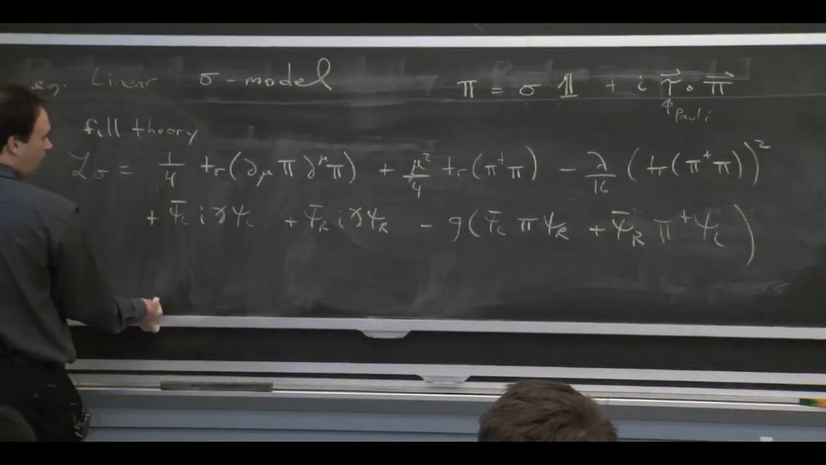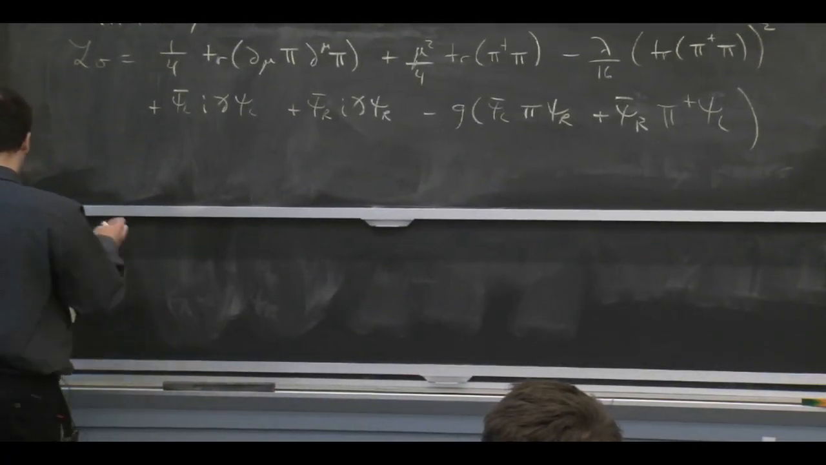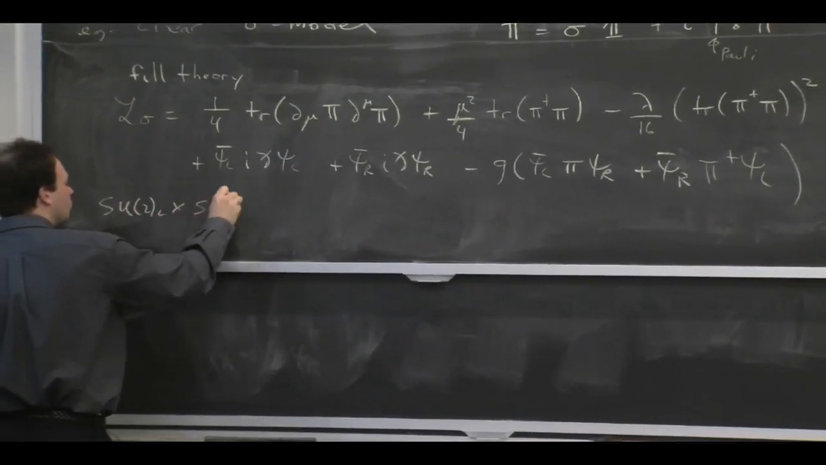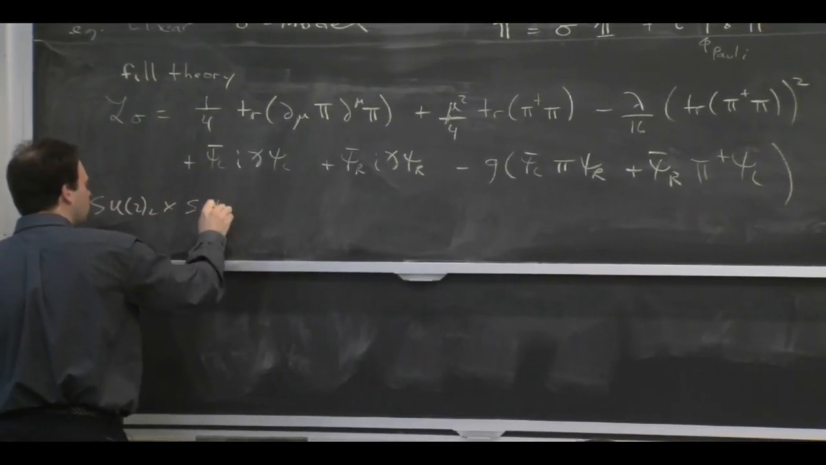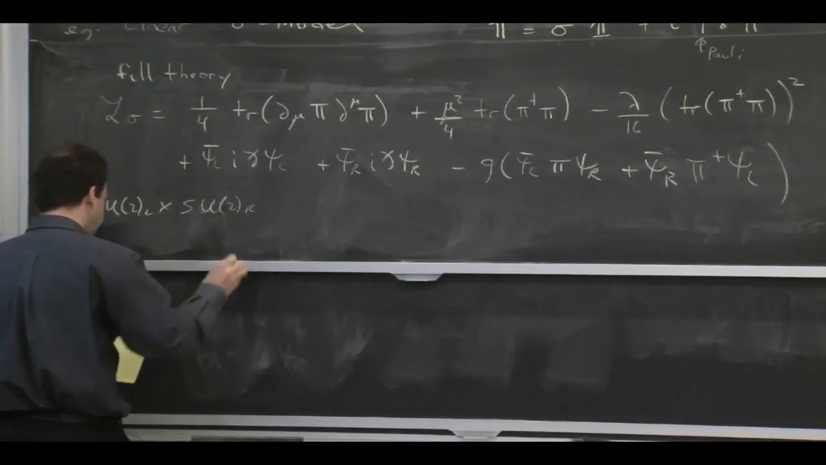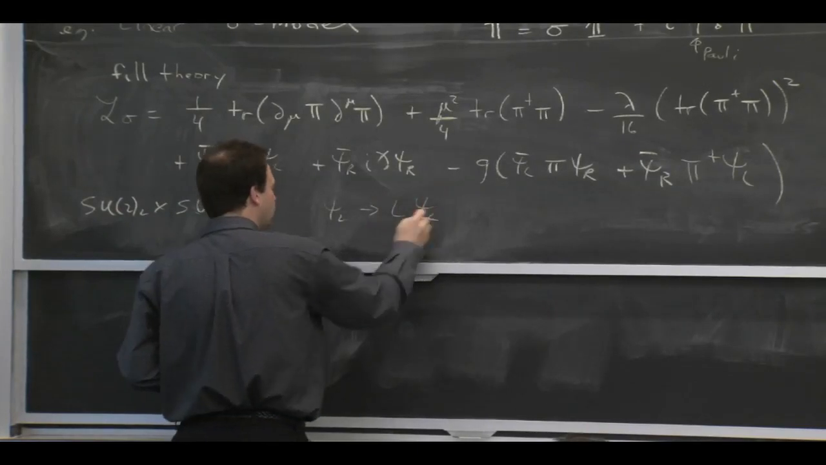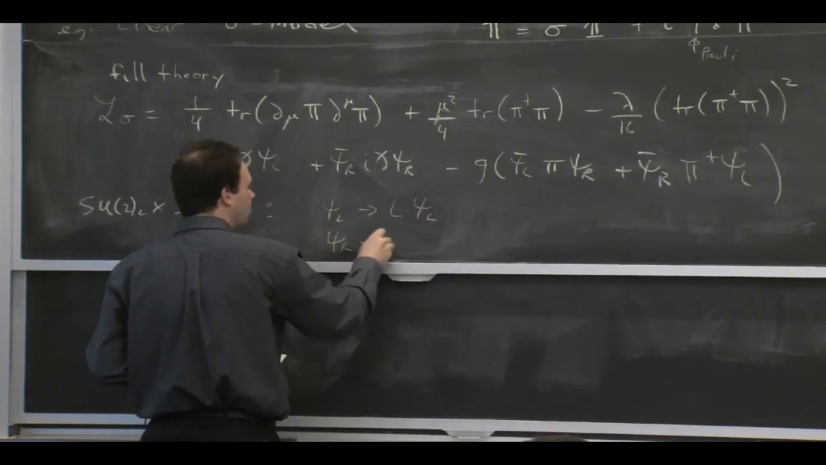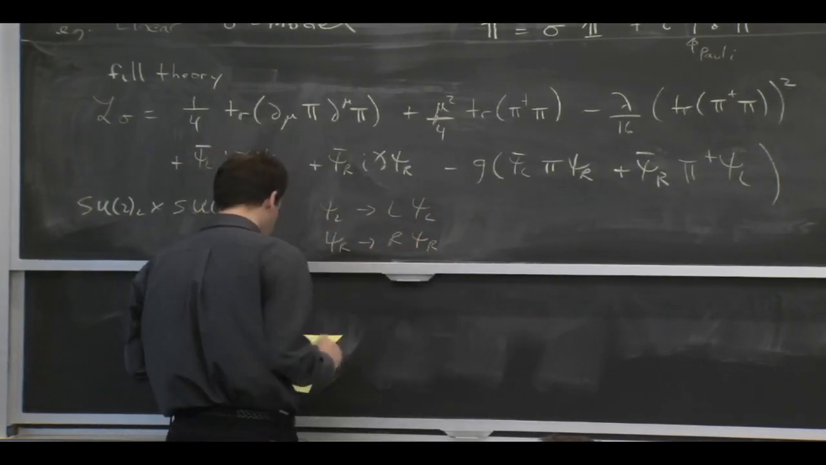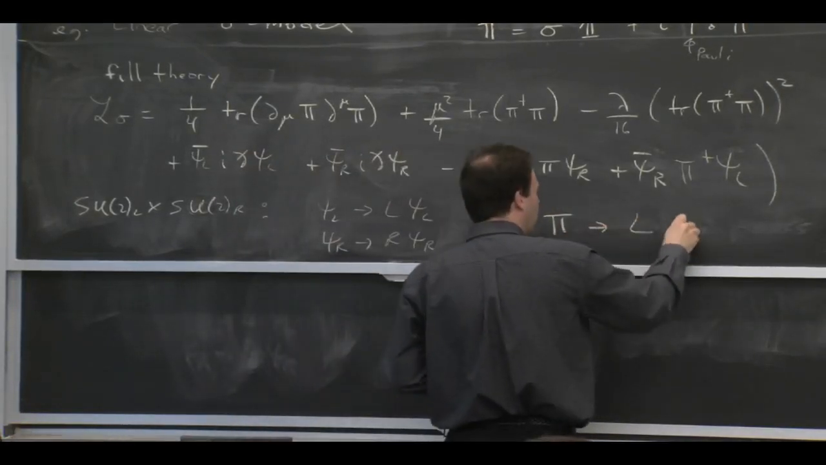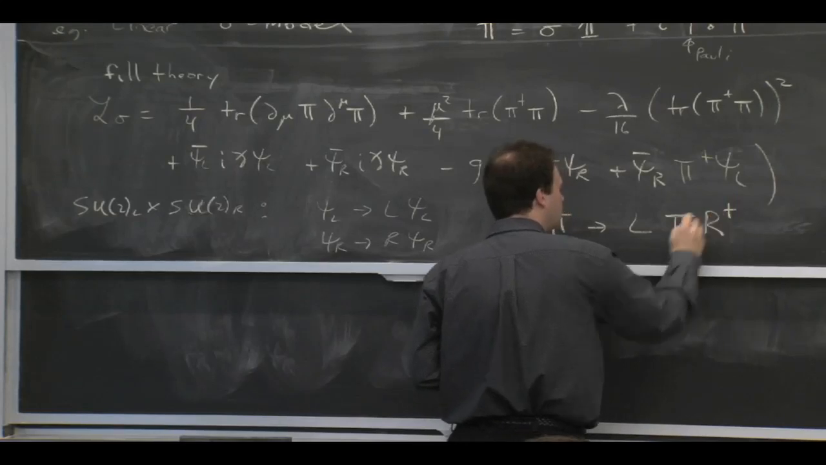And this theory has an SU(2) left cross SU(2) right symmetry, where I take psi left to L psi left, psi right to R psi right, and I also transform pi to L pi R dagger.